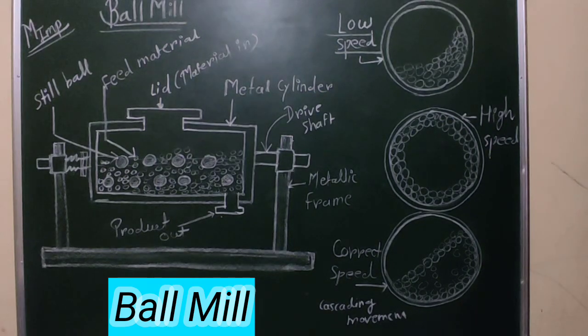The type of question asked on this topic is: write in detail about the ball mill. In this type of question, you have to write the principle, construction, working, then uses, advantages and disadvantages. That is the type of answer you have to write. Sometimes they ask: give the principle, construction and working of the ball mill.